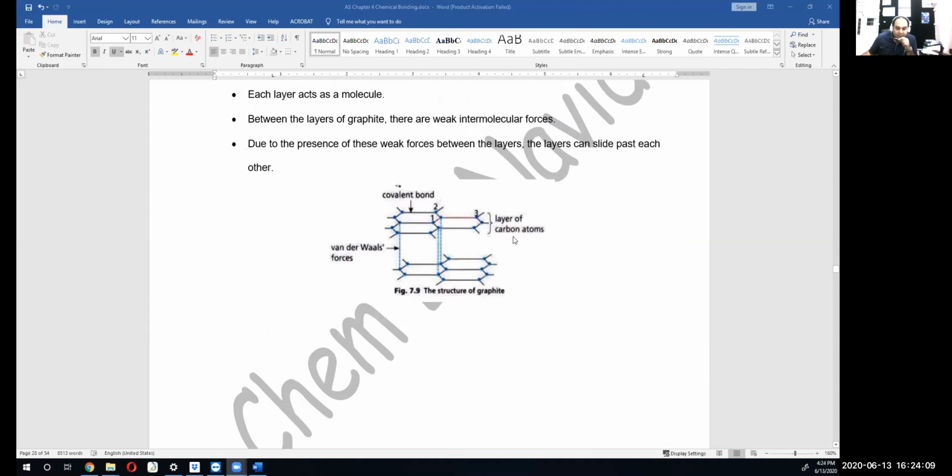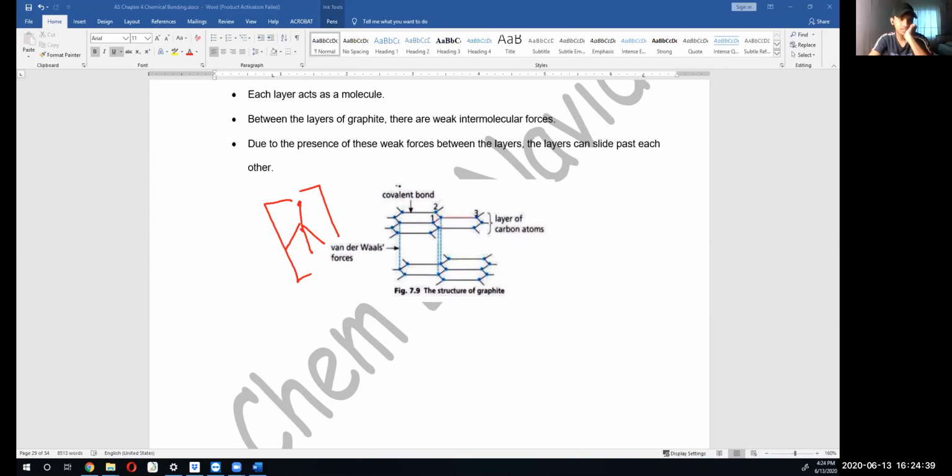Because look, in diamond, each carbon is tetrahedrally arranged to another carbon atom, and here per unit volume or per unit area you have more carbon atoms, so that is why the density of diamond is higher.